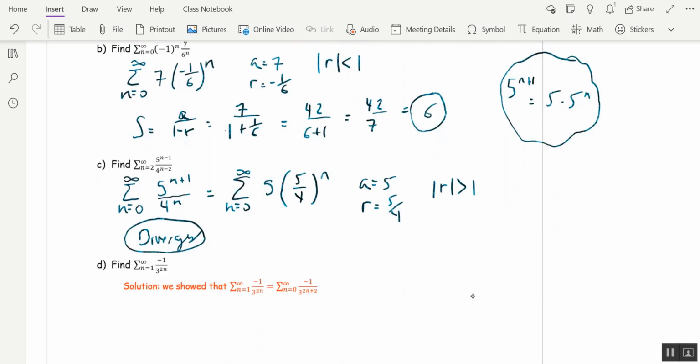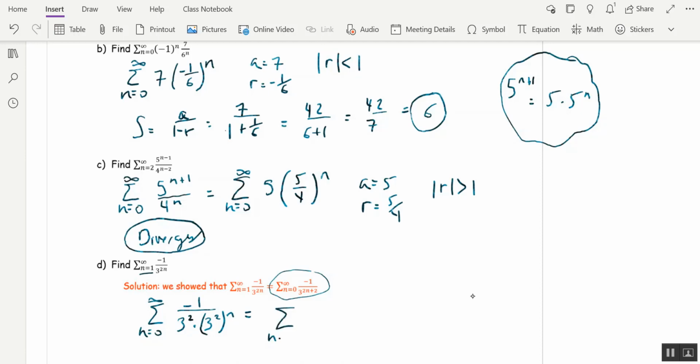We showed on the last page that if we reindex this guy, we get this. So now my job is to write that as ar to the n. So I'm going to rewrite it like this: sum n equals 0 to infinity of -1 over 3 squared times 3 squared to the n. Pause the video and make sure you agree that that's the same as 3 to the 2n plus 2.